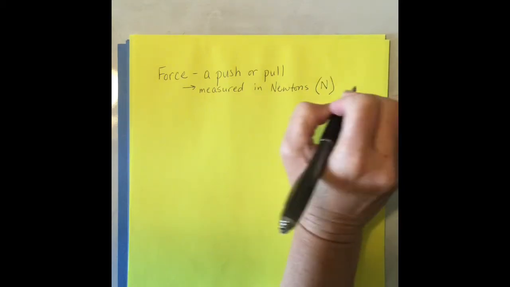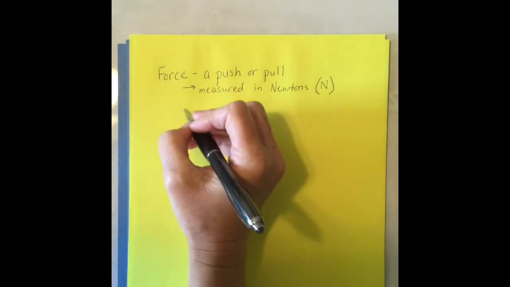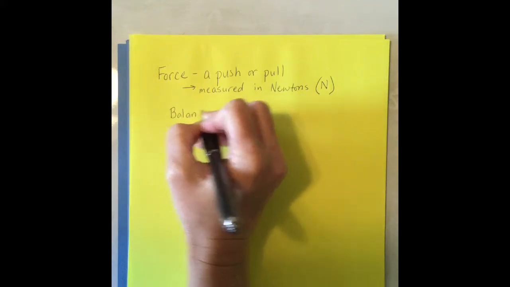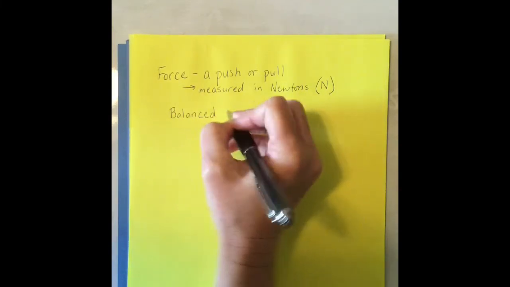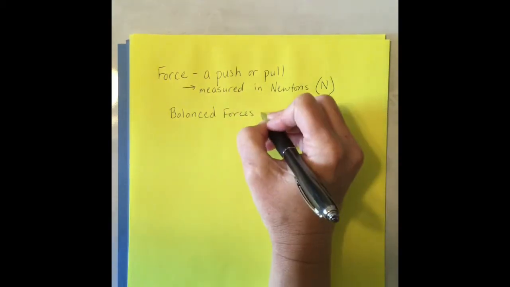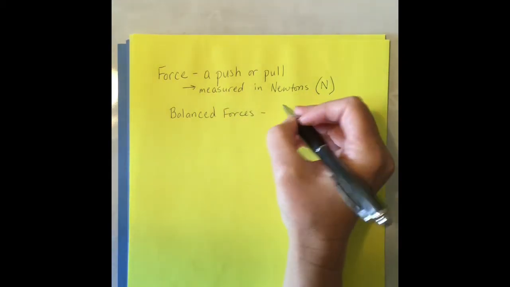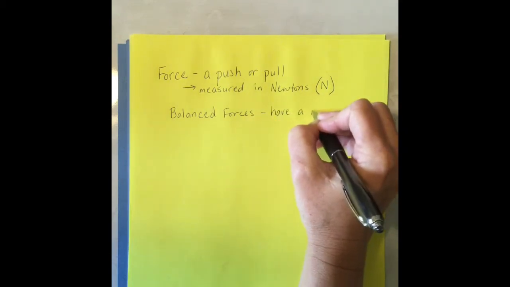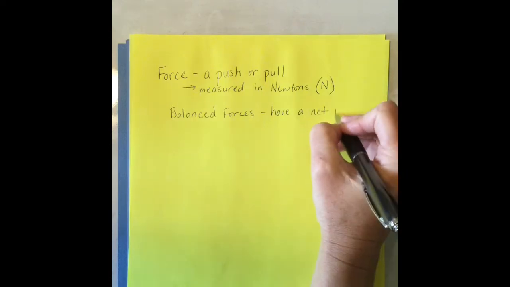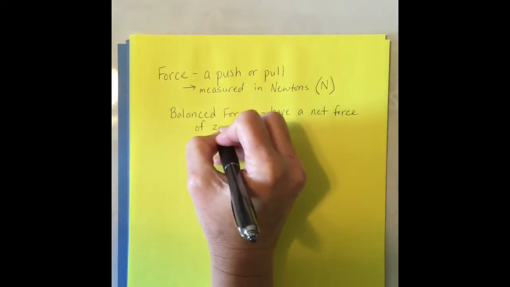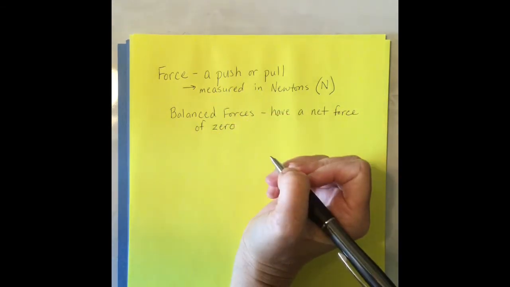We're going to talk about two types of forces today. We're going to talk about balanced forces and then also unbalanced forces. When we talk about balanced forces, those occur when the net force equals zero. Okay, so balanced forces have a net force of zero. Now, remember that net force is the sum of all the forces acting on the object.